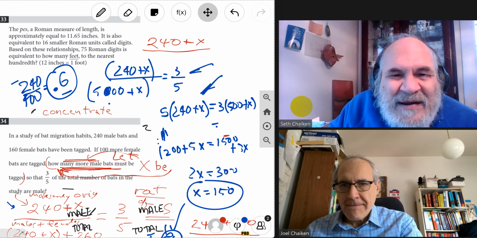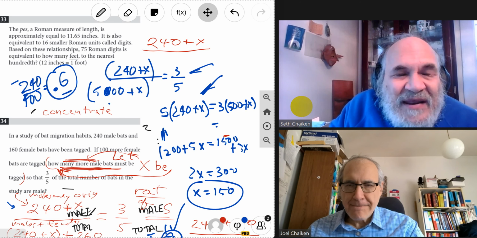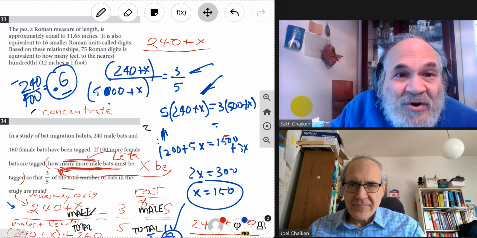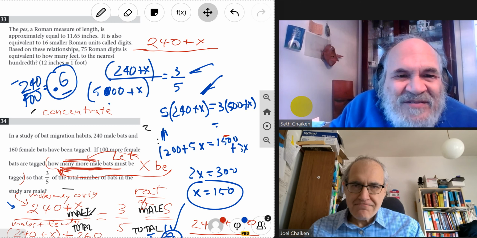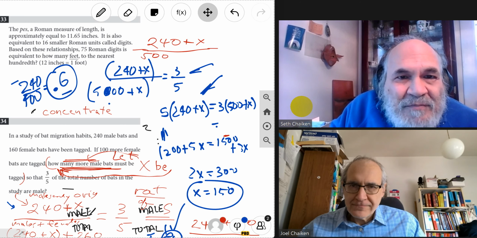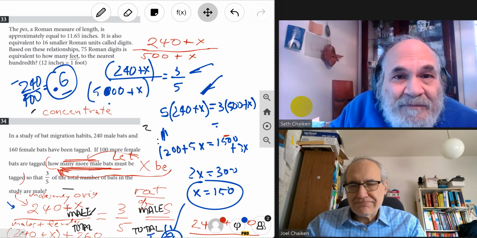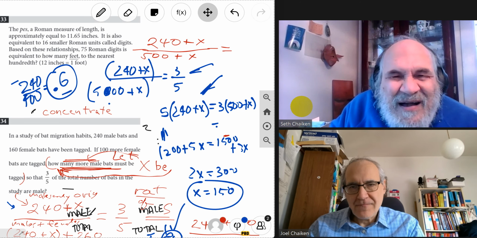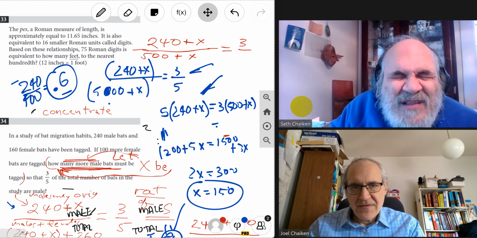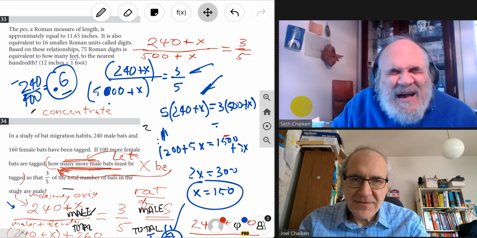The numerator. Now the denominator is going to be longer, so I make my line longer, and the denominator is 500 plus x, right, equals 3 over 5, with a nice light line. Right. And then you cross multiply.